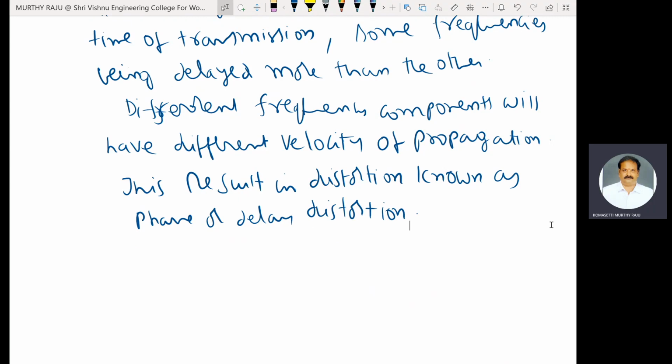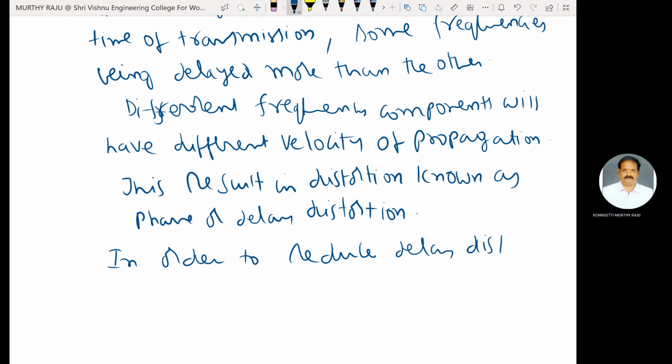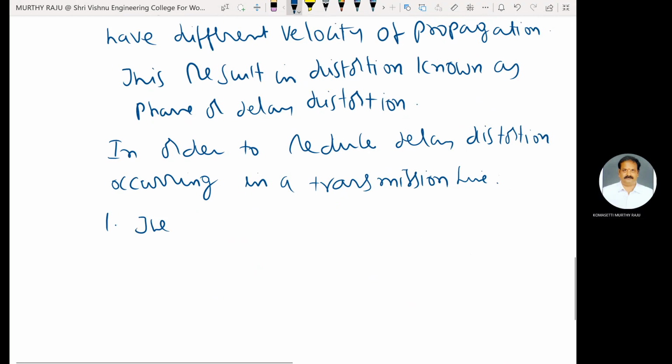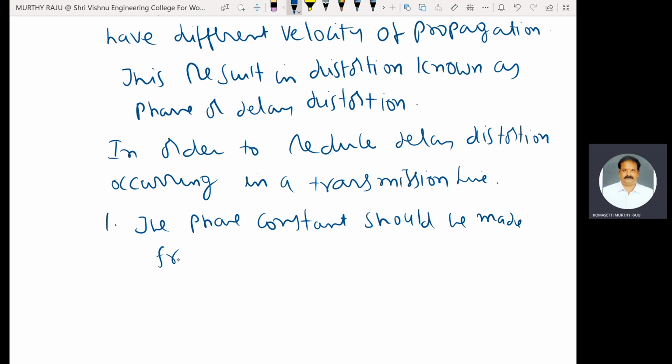In order to reduce the delay distortion occurring in a transmission line, the phase constant should be made frequency dependent.